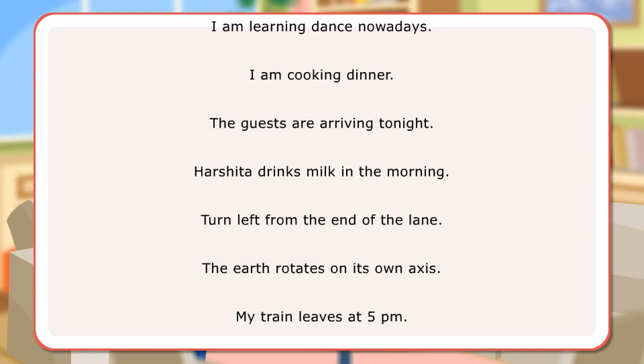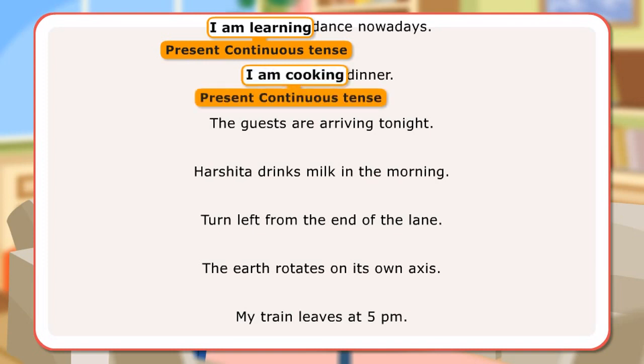In the first sentence, I'm learning is present continuous tense, as it tells of what is happening nowadays. In the second sentence, I'm cooking is present continuous tense.